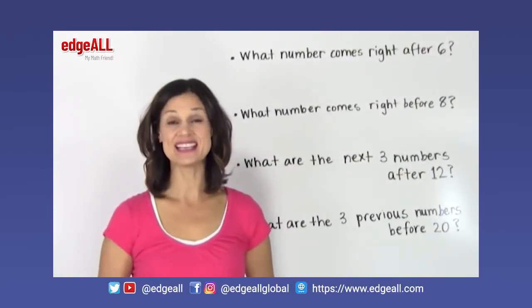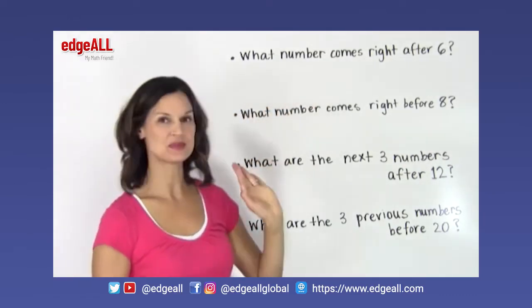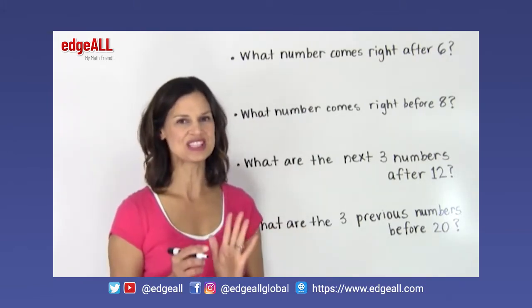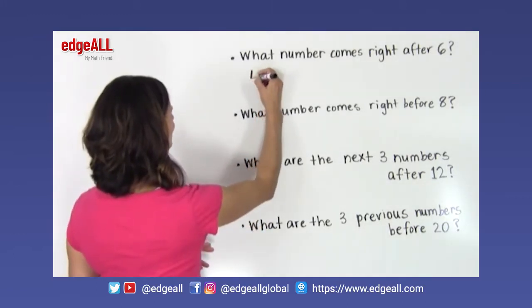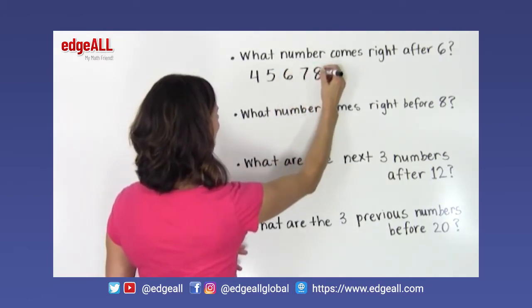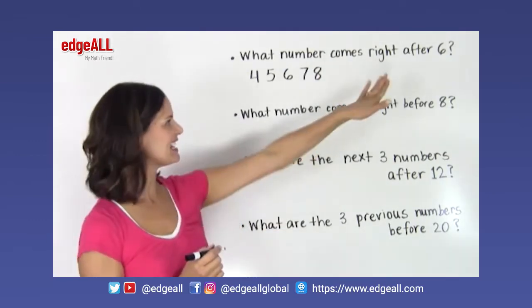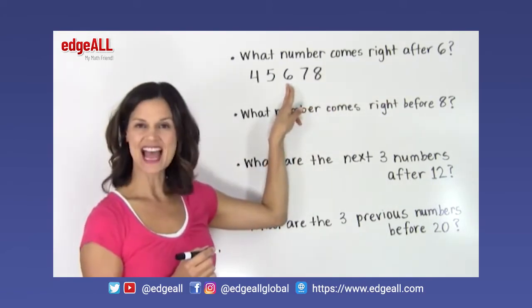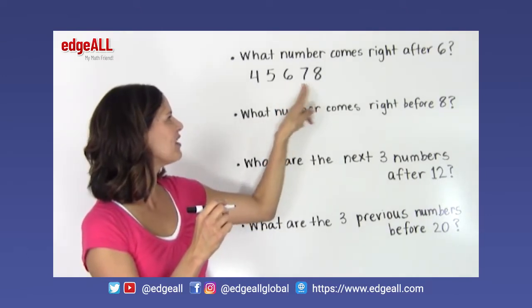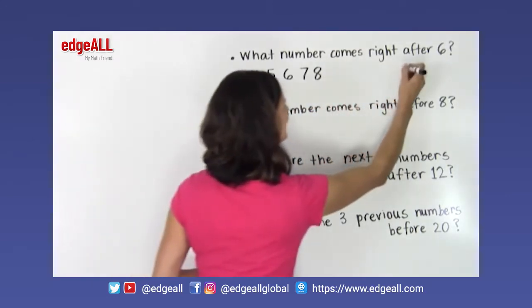Let's take a look at some examples. The first question asks us, what number comes right after 6? So I'm going to write some of the numbers that are near 6. I could begin, for example, with 4, and then 5, 6, 7, and 8. And I would know by making my list that I need to go to the 6, and then I need to look to the right and see the neighbor immediately to the right. The next number that comes right after 6 is the number 7.